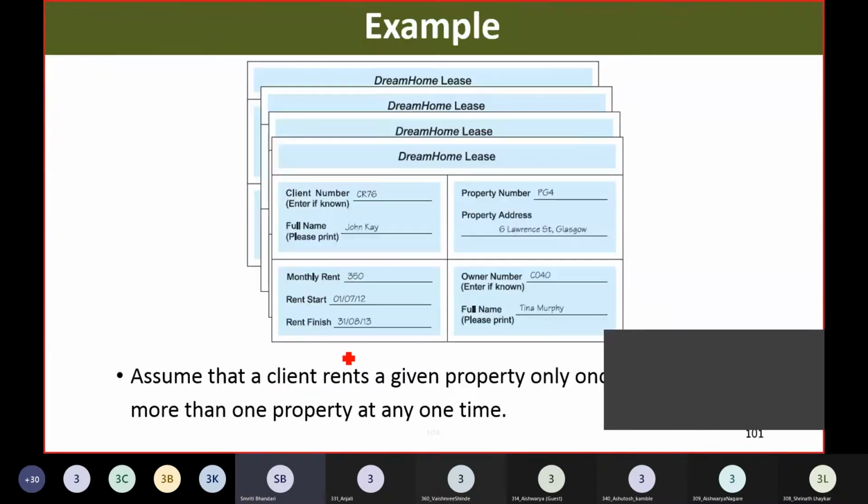Okay, fine. So let's proceed now once again with our example of Dream Home. We have discussed this example for the earlier normal forms, those were 1NF, 2NF and 3NF. So once again we are referring to this Dream Home case study, assuming a client rents a given property only once and cannot rent more than one property at any one time. We have seen this problem statement earlier and discussed 1NF, 2NF and 3NF for this problem.